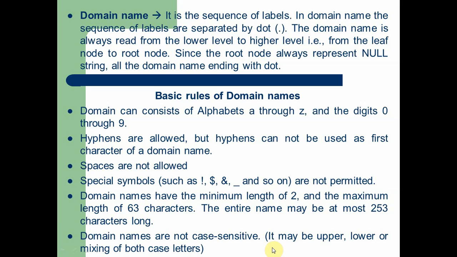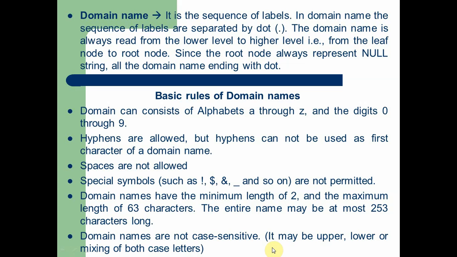In the same way, in the hierarchy system, the domain name starts from the lower level and goes to the higher level. So the lower level is the domain. It is the arrangement of the tree-like structure used in the domain name space. Since the root node always represents a null string, all domain names end with a dot. Each and every label in the domain name is connected by dots.